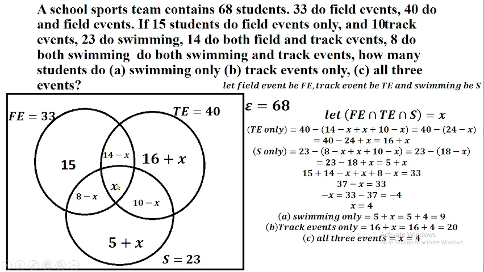So that means you have 4 elements that did all the sports. Then the question now says that we should find swimming only. Swimming only is 5 plus x. So 5 plus 4 will give us 9. Then track event only. Track event only is 16 plus x. That will be 16 plus 4. That will give us 20. Then all the 3 events that we already gotten, which is x, that is 4.